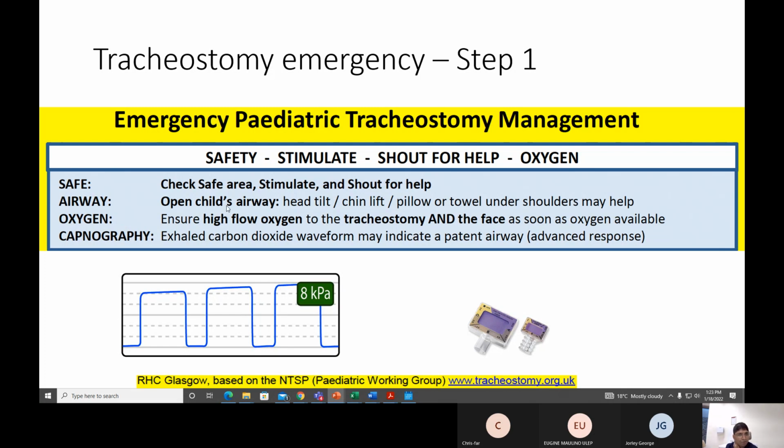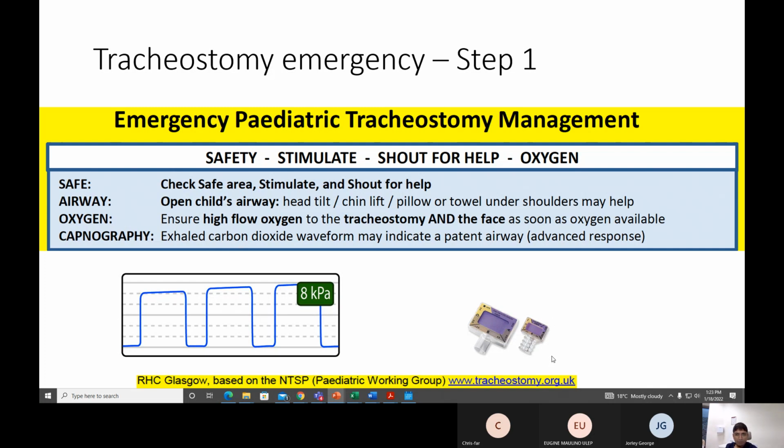You can open the patient's airway and give high flow oxygen to the tracheostomy and the face. So you can put a mask over the face, because sometimes the airway is patent and the patient is breathing, then you may be able to supply some oxygen to the body from the face. And also on the tracheostomy, if you have a trache mask or an HME filter on, add oxygen to it.